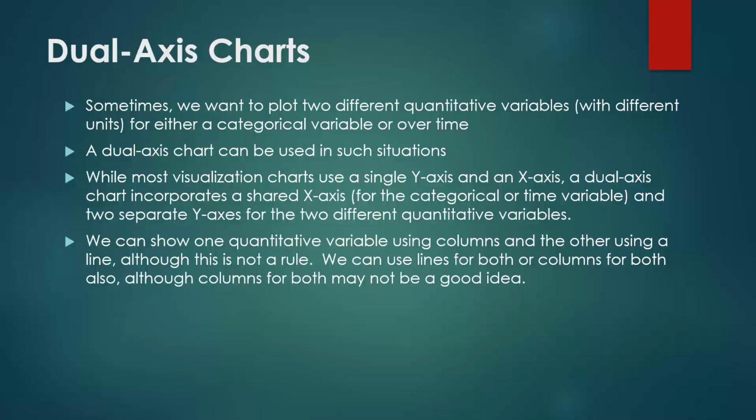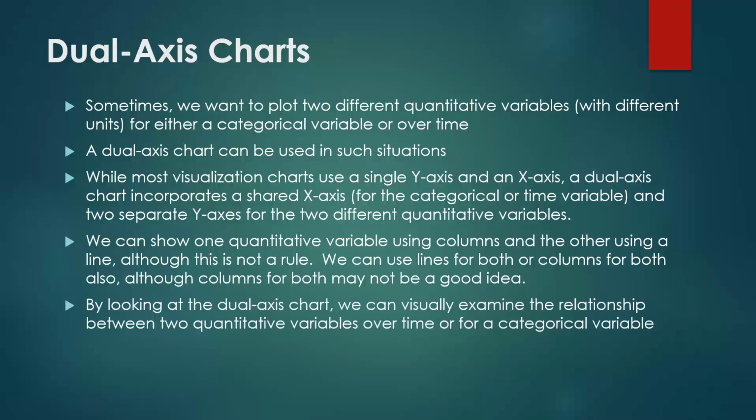Although this is not a rule, we can use lines for both or columns for both also, although columns for both may not be a good idea. It's best to mix it up with a column and a line. And by looking at a dual axis chart, we can visually examine the relationship between two quantitative variables over time or for a categorical variable.